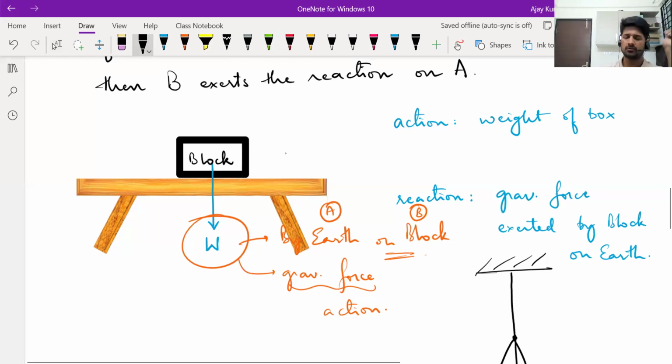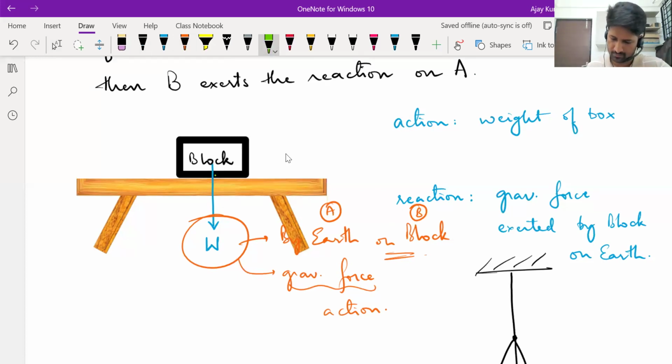What exerts normal force on the block? And in which direction? Pawan, you tell me what exerts normal force on the block and in which direction? Table, correct. And normal, as the word suggests, is perpendicular to the surface of contact. We had discussed this. So it should be this way. This is the normal force by the table on the block.